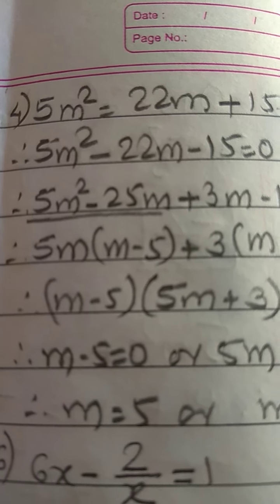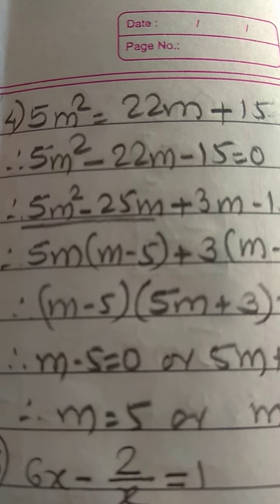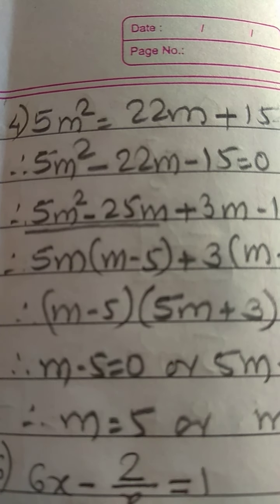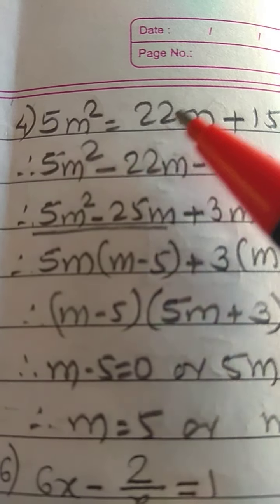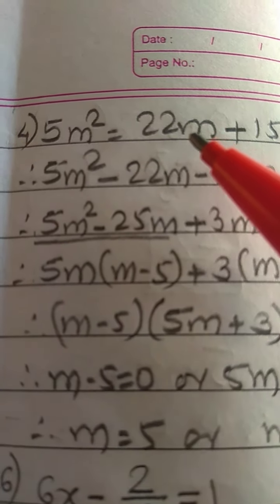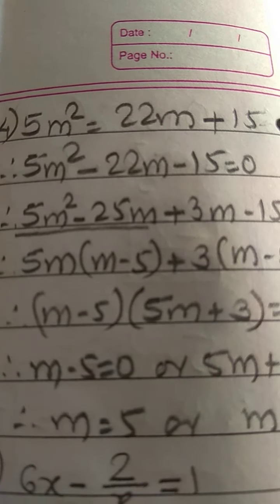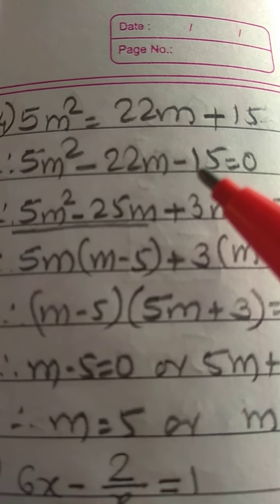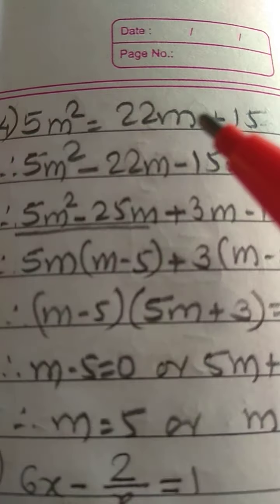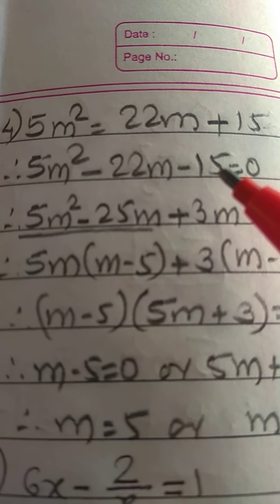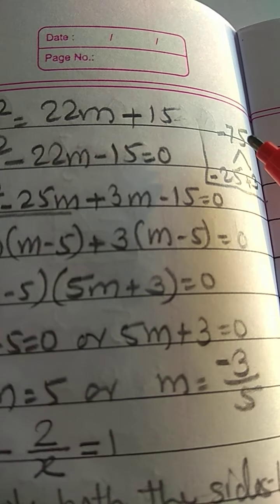Now, we have to get the quadratic equation in the form ax square plus bx plus c equal to 0. Therefore, we will transfer this 22m to the left hand side, plus 22m will come to this side and will become minus 22m, plus 15 will come to this side and will become minus 15. Now, this 5 and this minus 15 will multiply each other. Minus 15 into 5 can give you minus 75.